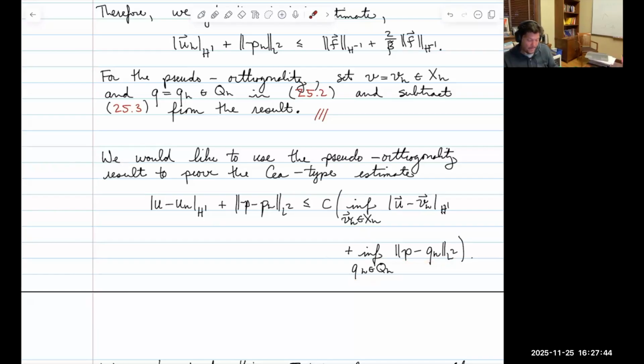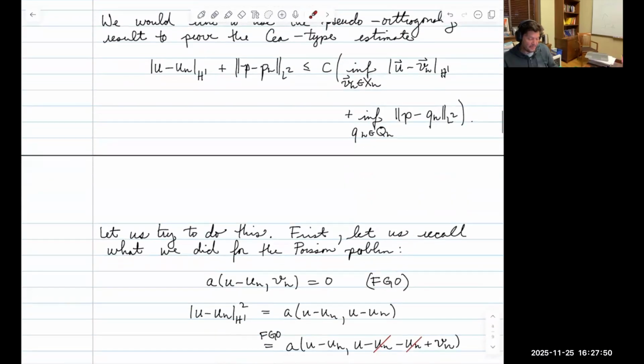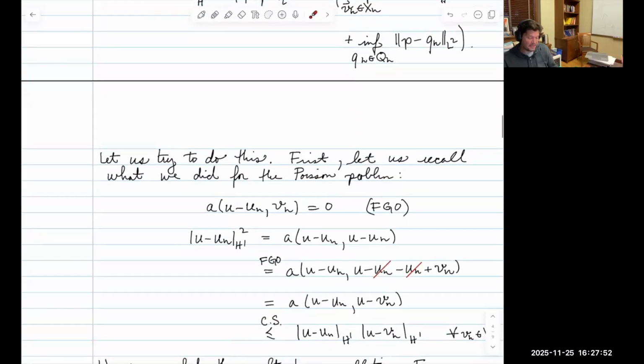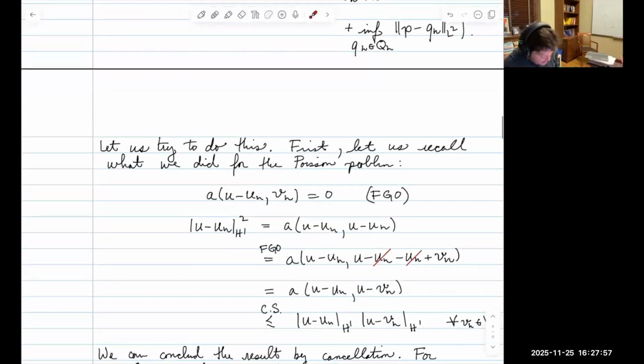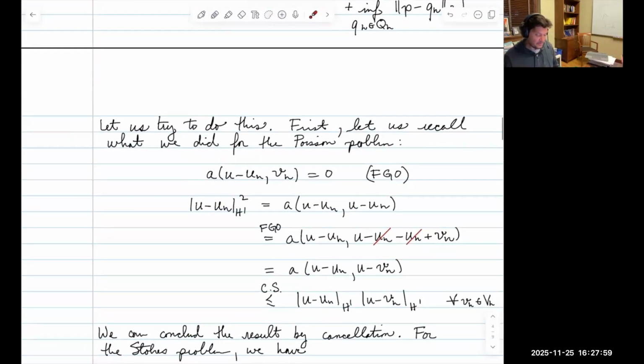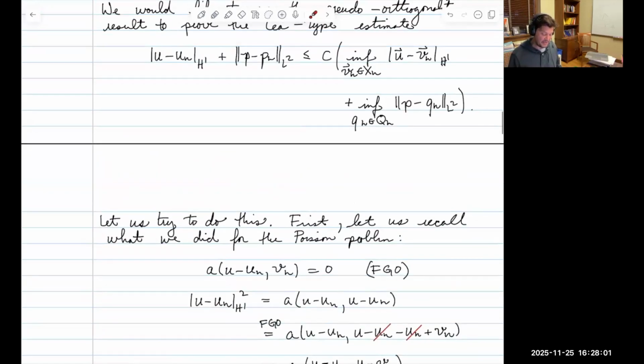estimate. But this Cea-type lemma is kind of elusive. It's a lot harder. And so the rest of the lecture will be about trying to figure out how we can establish this. But now let's first look at how this would be done in our original Poisson problem setting.